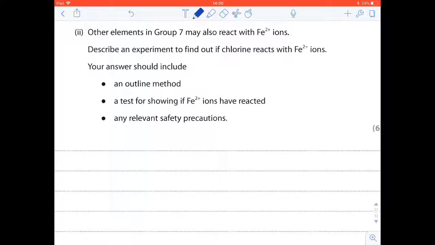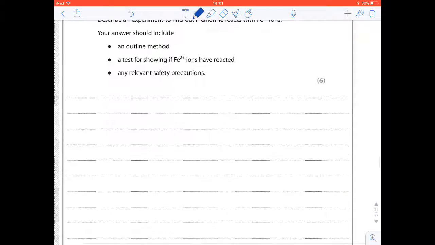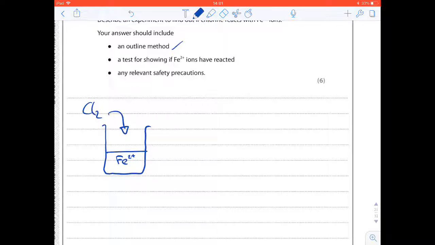Slightly odd question here again for 6 marks, expecting you to think about how you would work out if Fe2+ reacts with chlorine. So if you think about it, you could just have a solution, let's draw a beaker of a solution containing Fe2+ ions. You could either add chlorine dissolved in water or you could bubble in chlorine gas to that.